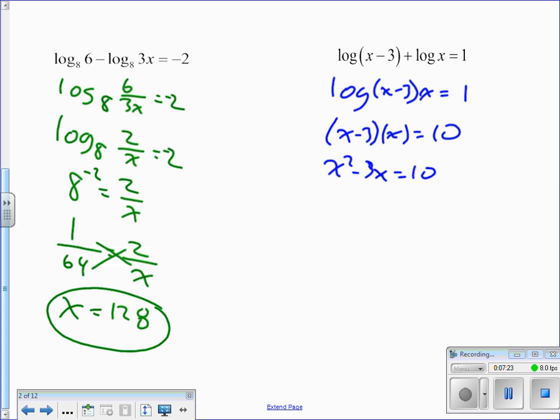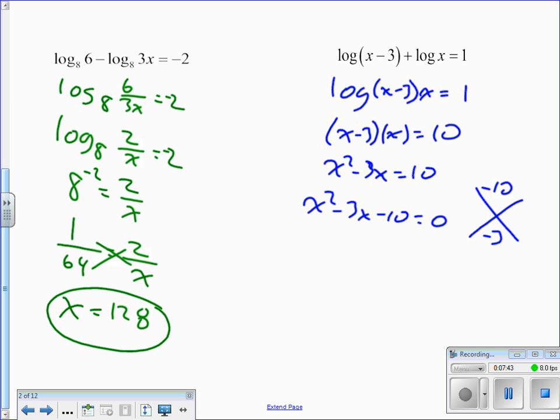I have a quadratic. What do I need to have it be? Equal to 0. Can't solve it until it's equal to 0. Subtract 10x from both sides. X squared minus 3x minus 10 is equal to 0. Two numbers multiply to give me negative 10, add to give me negative 3.